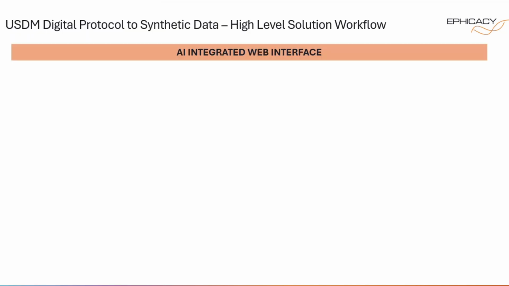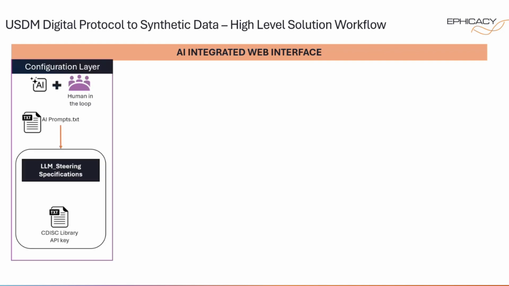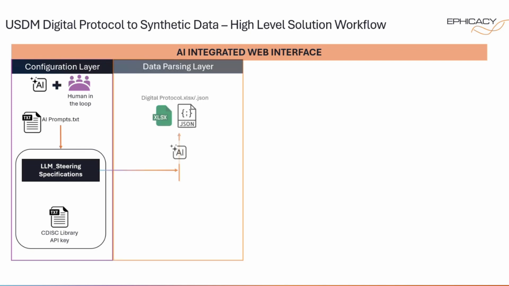This slide shows the high-level workflow of the application. The first layer provides configurable AI prompts which trigger the LLM model to use steering specifications and CDISC library API key to access machine-readable CDISC resources. Next, the data parsing process begins with a digital protocol in JSON or Excel format. The application parses study metadata such as study design elements, endpoints, and biomedical concepts.